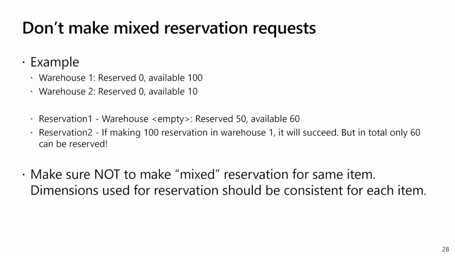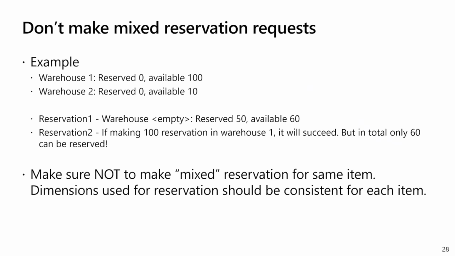However, in this case, there is a negative 50 available to reserve in the empty warehouse, which will not be taken into consideration. So it will succeed as well. But if we go back to consider the actual business scenario, there are only 60 pieces left in the warehouses that can be reserved. The reason for this conflict is that the user first makes a reservation without warehouse and then makes a reservation specifying a concrete warehouse. Due to the way IVS works, we cannot let users make mixed reservations.